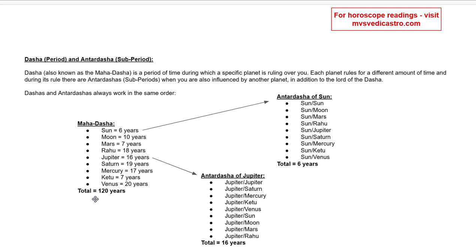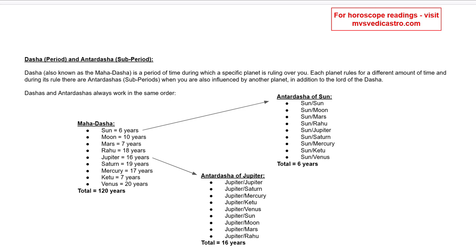However, not everyone is born in the Sun Maha-Dasha. People are born in various sorts of Maha-Dashas, right? So if somebody was born in Mars, you basically go down from Mars. So if they are under the Maha-Dasha of Mars, once that Maha-Dasha is over, they will now be under the Maha-Dasha of Rahu, and then Jupiter, and then Saturn, and so on.